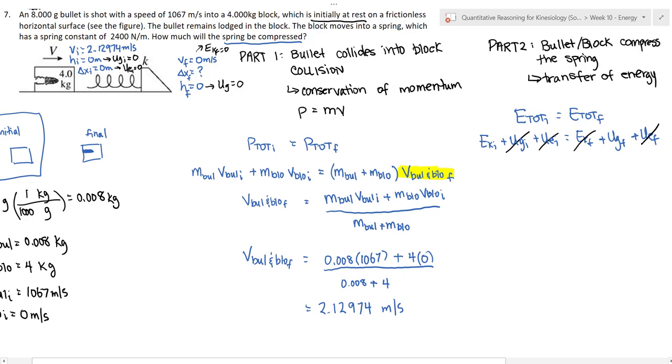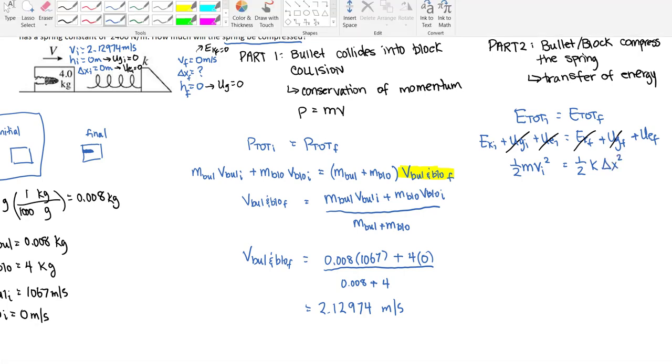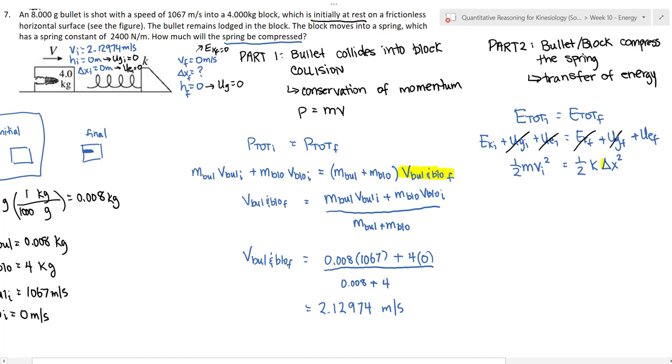EK initial, the formula for kinetic energy is 1/2 m v initial squared, equals UG final. Oh, I think I must have crossed off the wrong one. It was UG, that is 0, so I should cross off UG. So I'm left with UE final, elastic potential energy, 1/2 k delta x squared. What is it that I'm looking for in this question? It's the delta x.